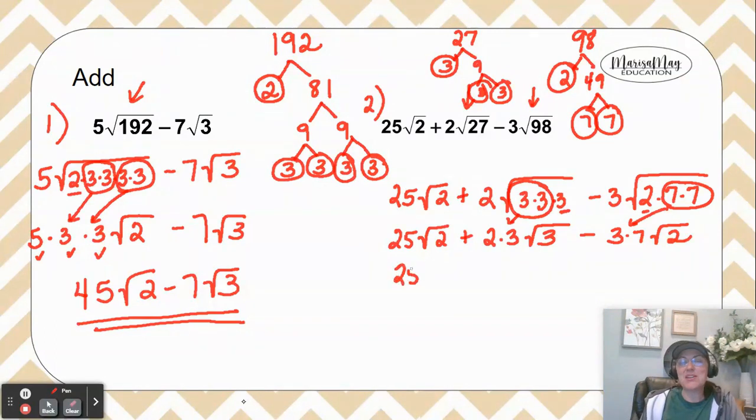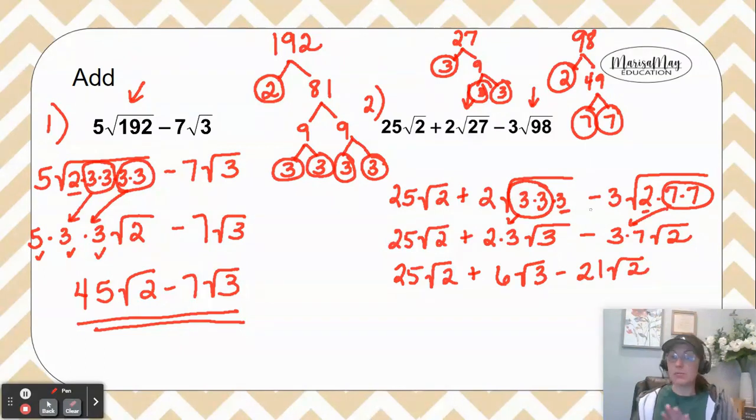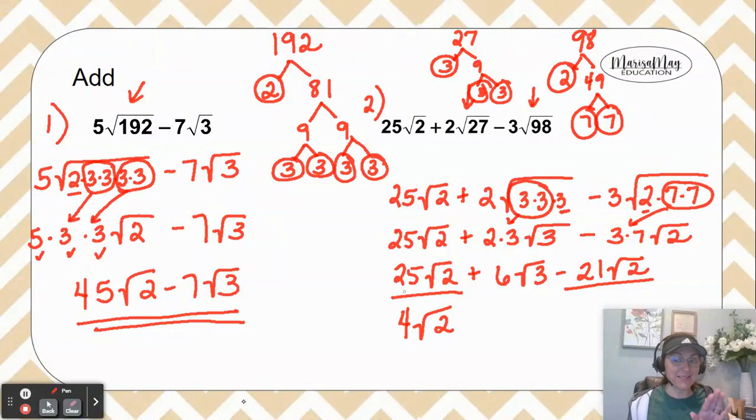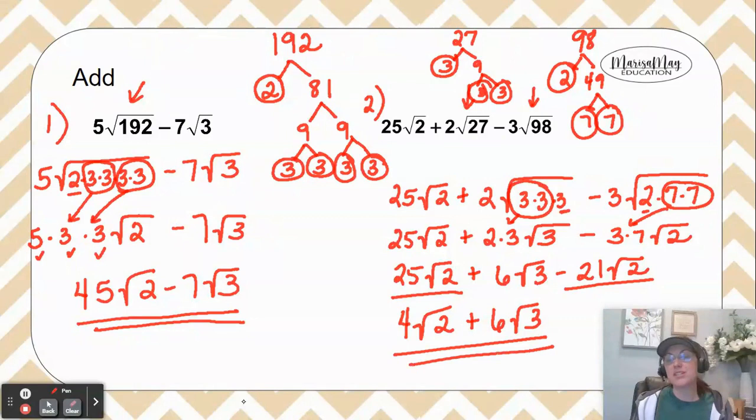So now I have 25 square root of 2 plus 6 square root of 3 minus 21 square root of 2. Now remember, the only ones I can add are the ones with the same number underneath. So I can add the 25 square root of 2 minus the 21 square root of 2. That gives me 4 square roots of 2. Notice I just subtracted the numbers in front. I didn't touch the number underneath the square root. And I have to leave the plus 6 square root of 3. So this is my final answer.